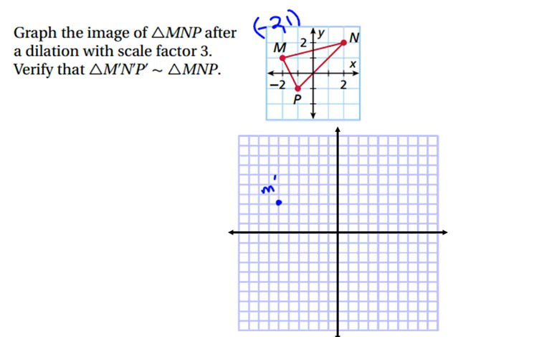And N was 2, 2. So the point 2, 2, if it gets multiplied by a scale factor of 3, is going to be over 6 and up 6. So N prime will give us that. And then we have P, which is -1, -1. And a scale factor of 3 is going to give us -3, -3. And that gives us P prime.